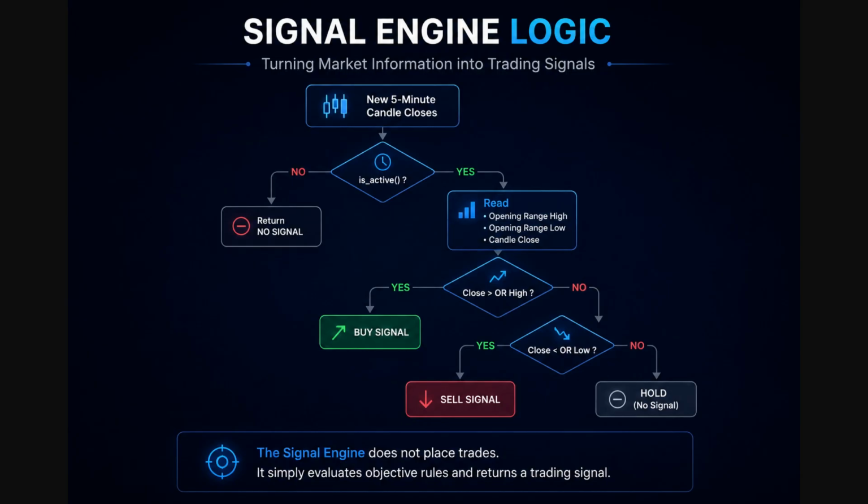If the strategy is active, we retrieve 3 pieces of information: the latest candle's closing price, the opening range high, and the opening range low. From there, the trading logic is remarkably simple. First, we check whether the candle closed above the opening range high. If it did, we generate a buy signal. If not, we perform one final check. Did the candle close below the opening range low? If so, we generate a sell signal. If neither condition is met, there simply isn't a trading opportunity yet. We return no signal and wait for the next 5-minute candle to close before repeating the entire process.